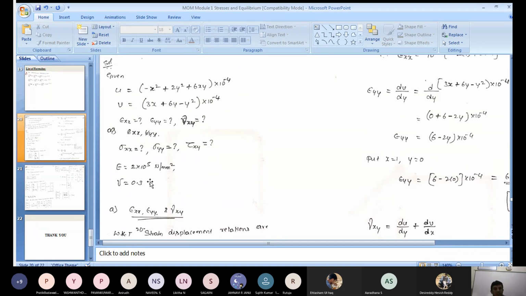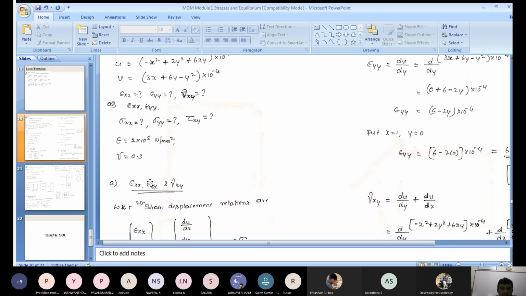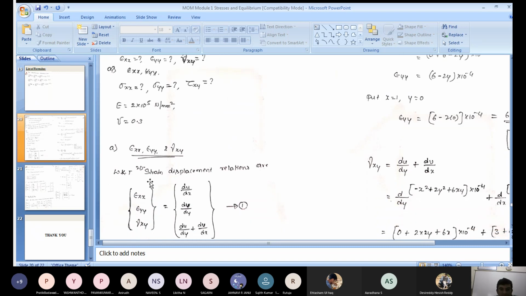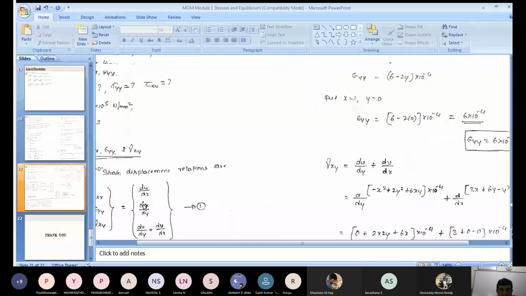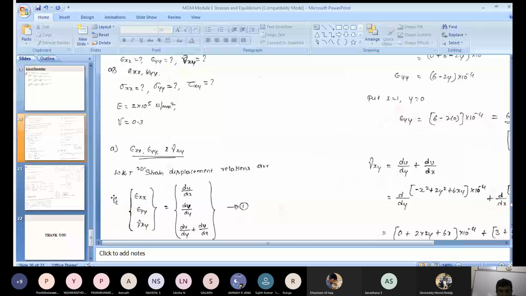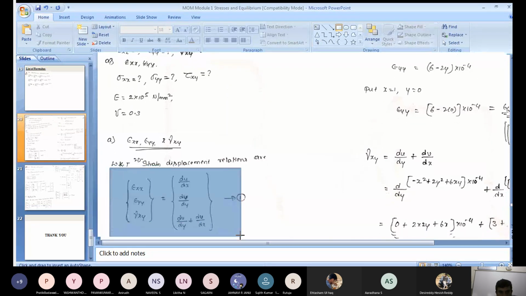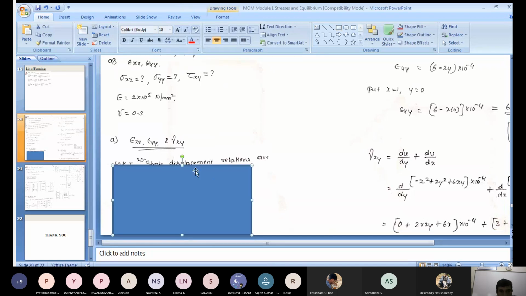How to determine? We know the strain displacement relation for a two-dimensional problem. What is the strain displacement relation? See my cursor here.